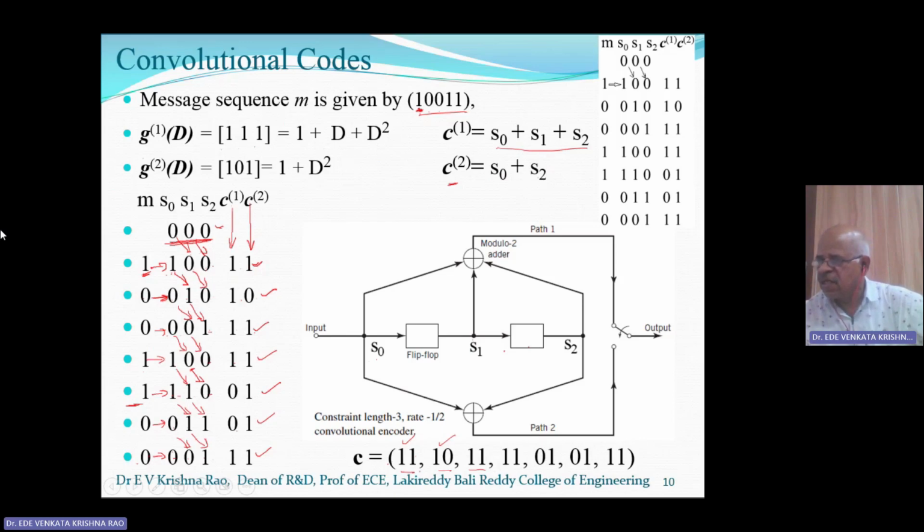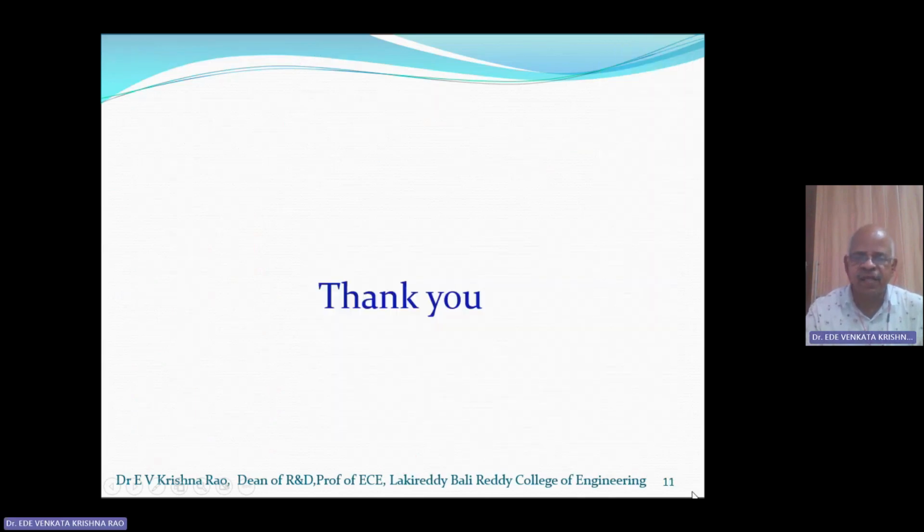This code output is very useful in detecting whether the code output is received correctly or not, and if it is not correct, we can correct that code output, and thereby we can get back the message word. So that is the purpose of the convolutional code here. Thank you very much.